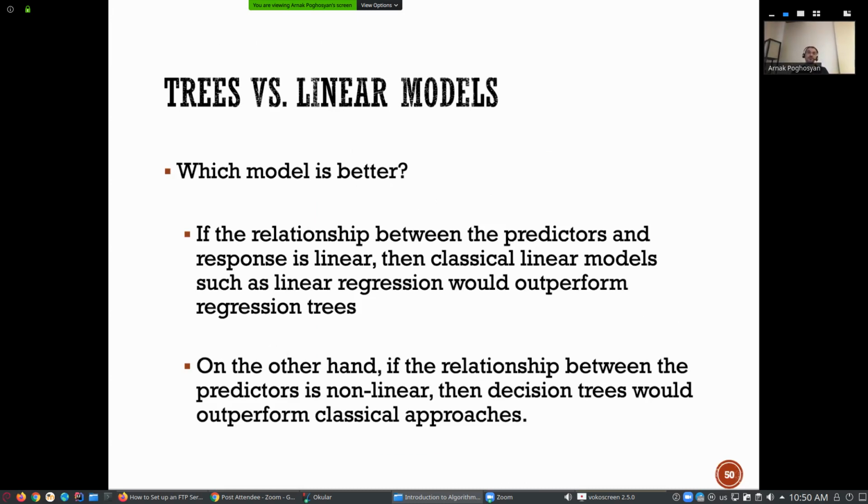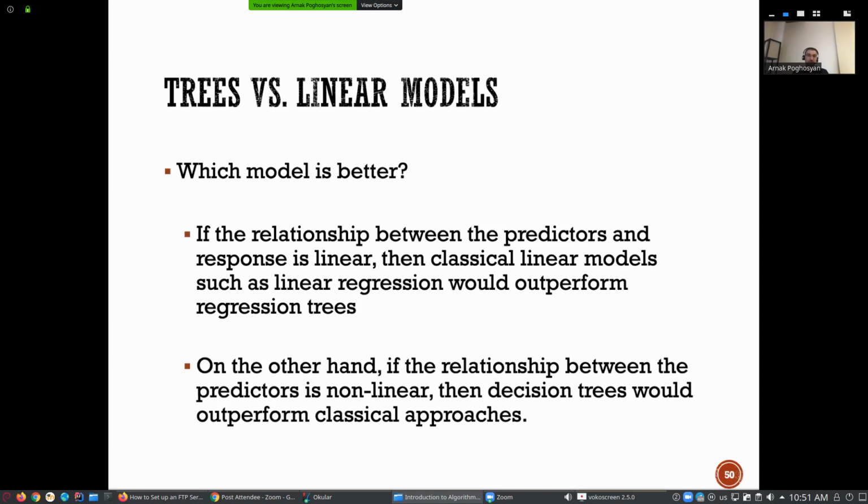So now, comparison with linear models. As linear models, you can remember, in regression we had multiple linear regression and also lasso and ridge regression. As classification approaches, we have, for example, logistic regression, which is linear. Also, we have LDA, which is linear.